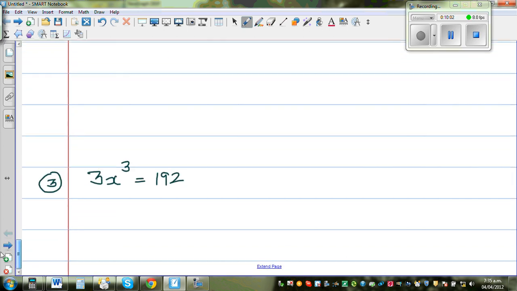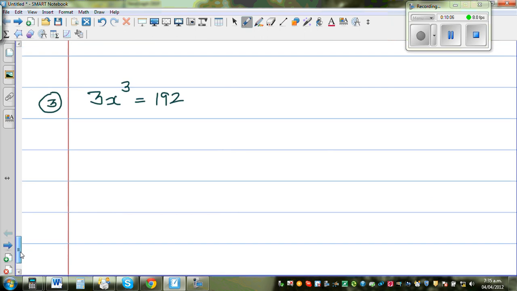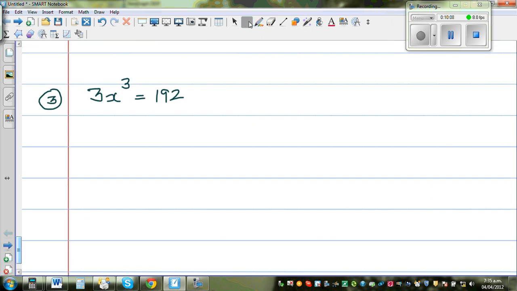I think this is the last question. 3x cubed is equal to 192. So what are we going to do? We're going to write this as 3 times x cubed is equal to, I want to write this as 3 times something. So I'm going to divide 192 by 3.